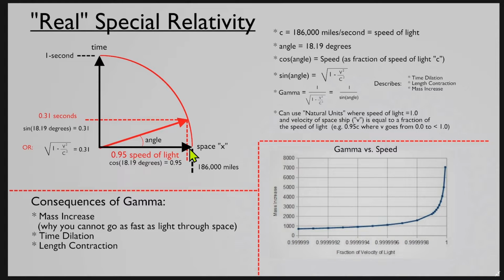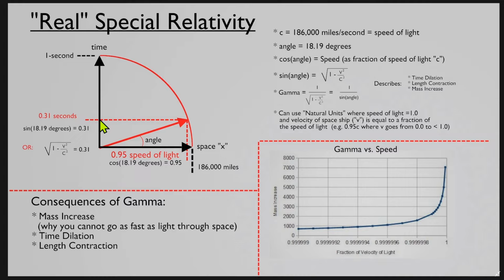Most calculators have this, and the next one is the sine, which is how this vector projects on the time axis. In this case, the sine of the angle is 0.31. That means for your 1 second at the table, only 0.31 seconds pass for me in my spaceship. So the cosine is the projection of that vector on your space axis, and the sine is the projection of that vector on your time axis.